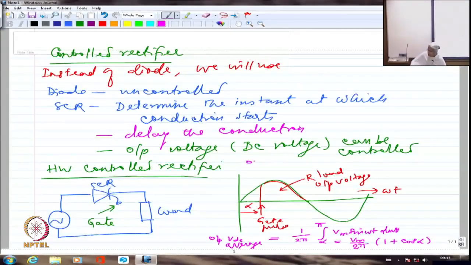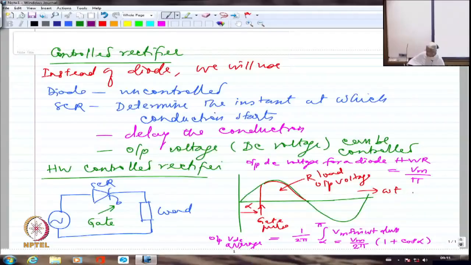So I would say the output DC voltage for a diode half wave rectifier is Vm by pi. Compare these two to find out how the controllability is in one case versus the other. Whenever I am going to have an SCR, I will have reduced voltages provided I am delaying the firing. I am talking about both cases with the same R load.